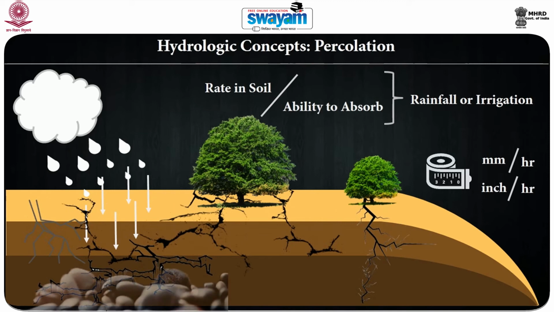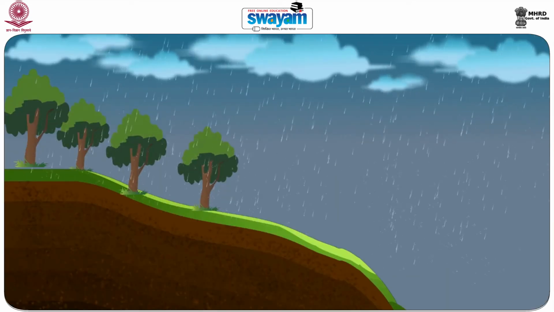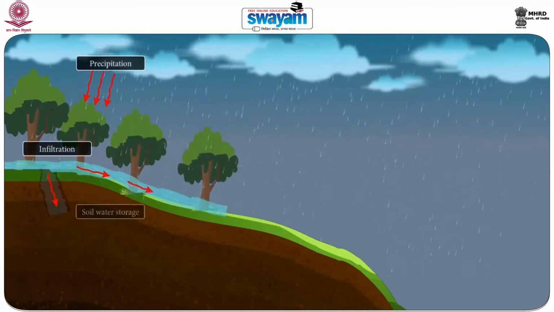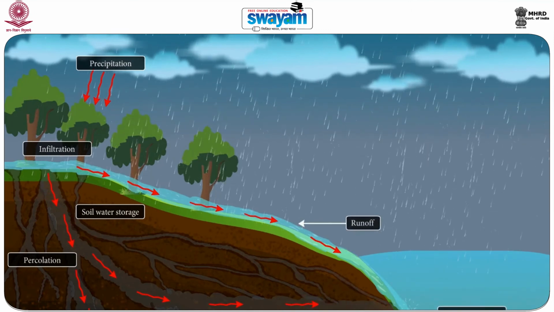Whereas if water seeps through tiny spaces and cracks between rocks and soil particles, it is termed percolation. Both percolation and infiltration are important for recharging the aquifer below the ground. The quantity of precipitation which is not absorbed by soil and does not evaporate finally reaches the streams. This overflowing water is termed surface runoff.